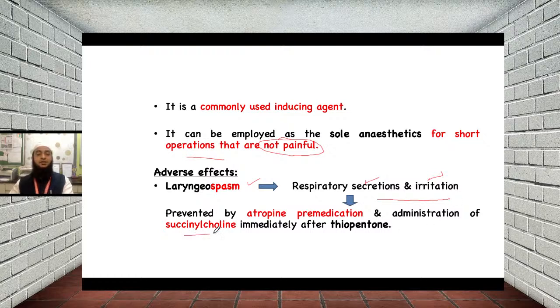Why are you using succinylcholine? Succinylcholine produces relaxation of the muscle, so it can avoid laryngospasm, or contraction of the larynx. So you can use atropine as a pre-medication and you can administer succinylcholine immediately after thiopental injection.